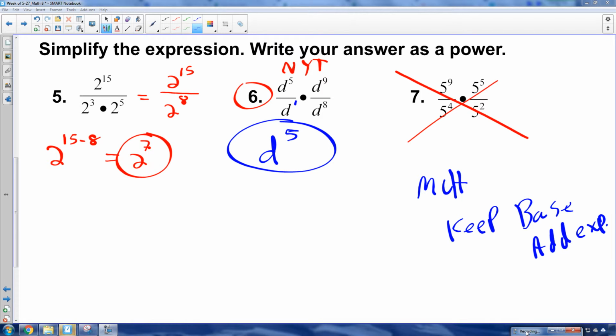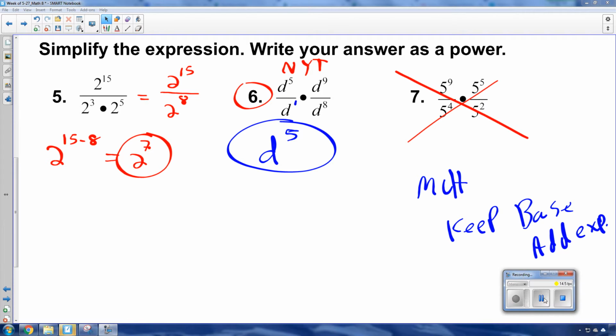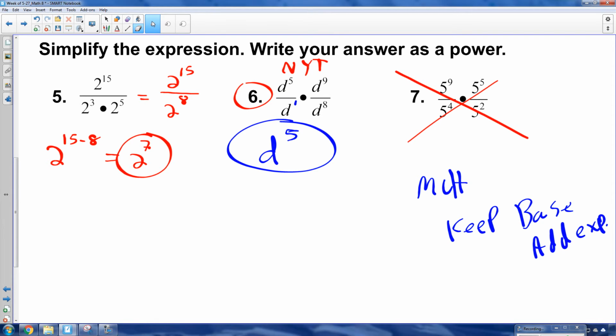So d to the 5th power should be the answer to that problem. So let's go on to some different things. Before we move on, I just want to make one more point. I just want to point this out one more time, that when you have no exponent, it's to the first power automatically. So I put this little 1 in here for that reason, right about here. So watch out for that. So that's kind of your basics.